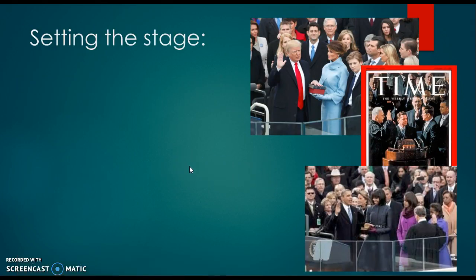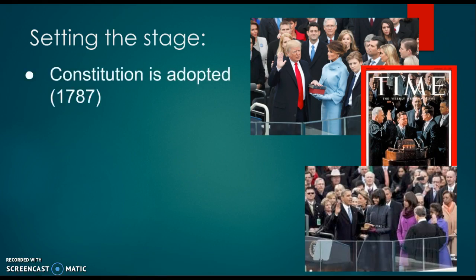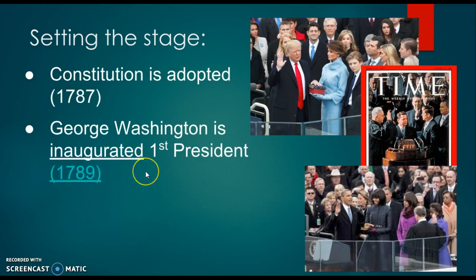Now we're back in history. After the Constitution has been ratified, we need a president. The president is inaugurated, George Washington, in 1789. Now, this is the ceremony where a president takes the oath of office, as you can see in these pictures here. George Washington set many precedents.